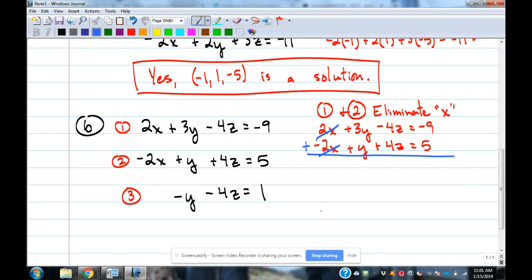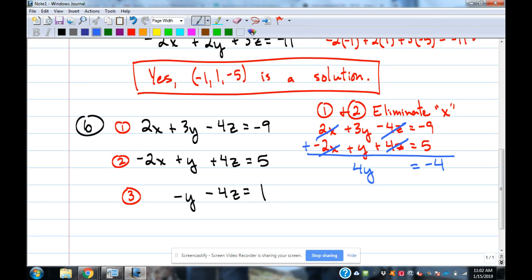3y plus 1y is 4y, and it just so happens that -4z and +4z go together and eliminate as well. That won't always happen. It just happens to work on this one. And then I get -9 plus 5, which is -4. I lucked out, and I got an equation that only has 1 variable left. That won't always happen. It works out nice for this one.